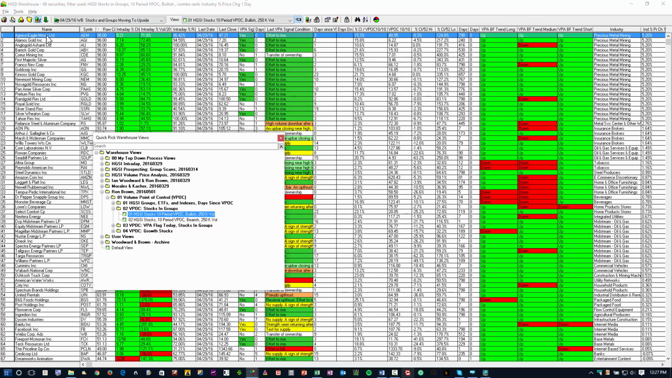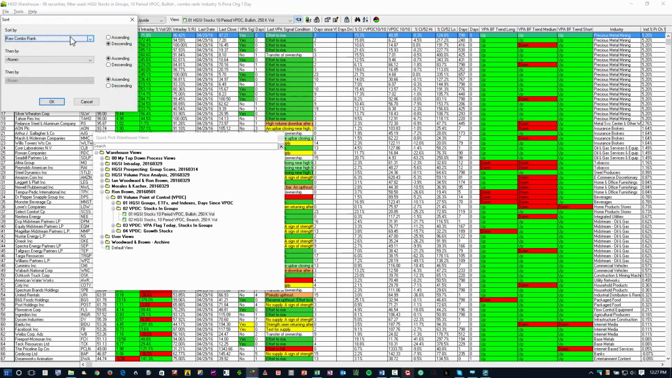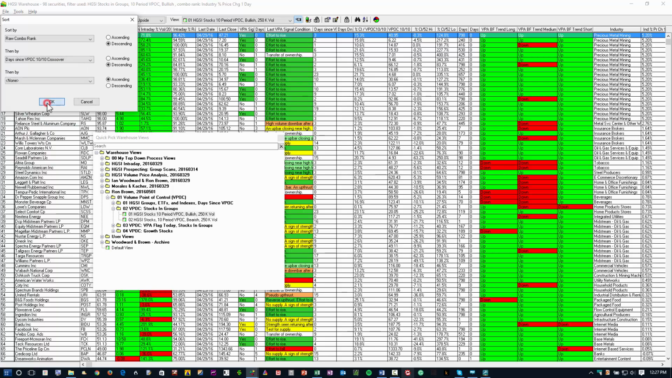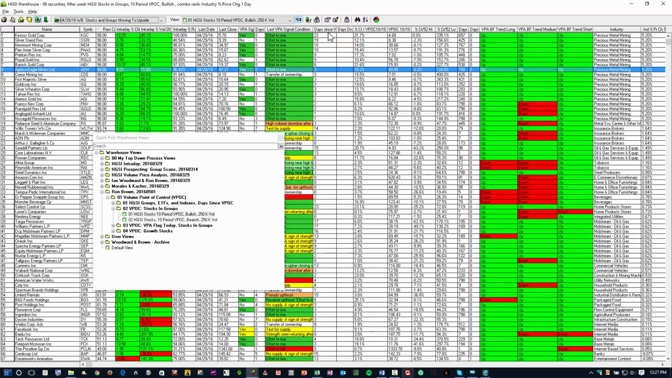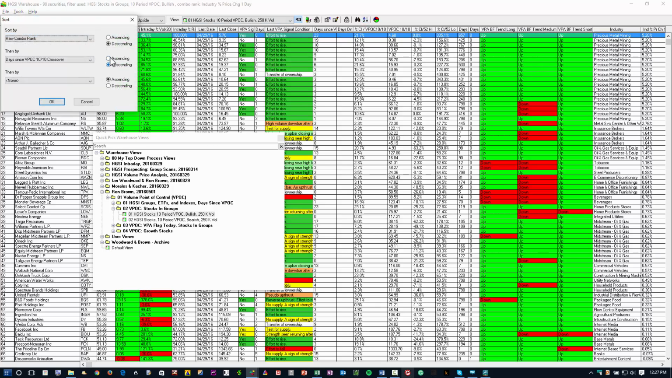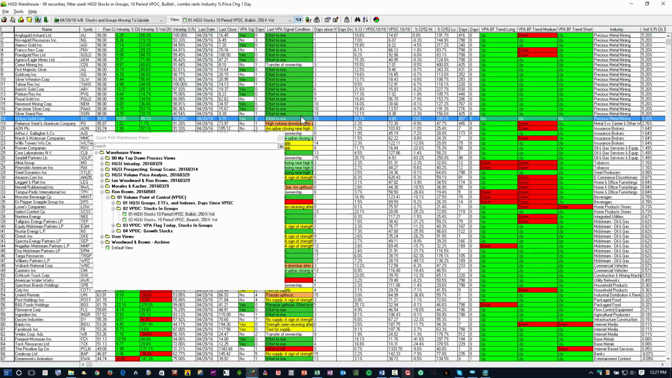You can have a secondary sort, and I'm going to leave it on raw combo, which is the industry percentage price change one day, and then I'll go into the chart patterns, volume at price, and the days since the volume point of control 1010 crossover. These are all new fields. It's going to resort these according to length. Now, in this instance, I am using descending, which will put the largest number at the top. If you want the smallest number at the top, you do ascending.